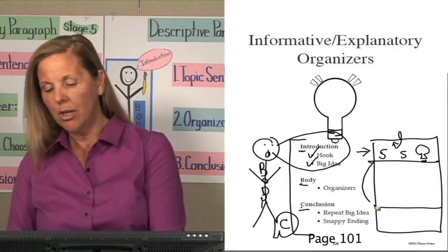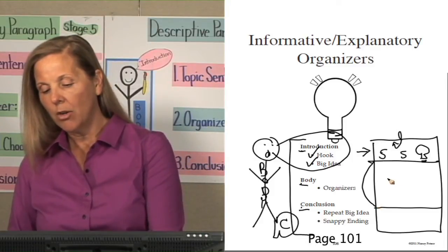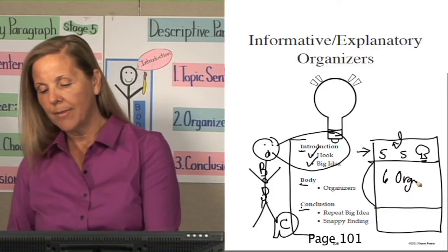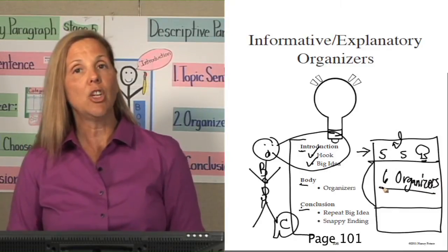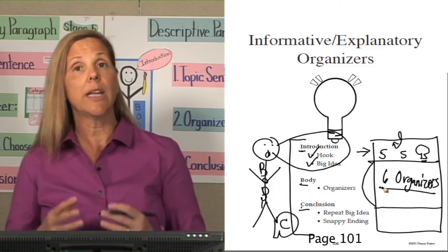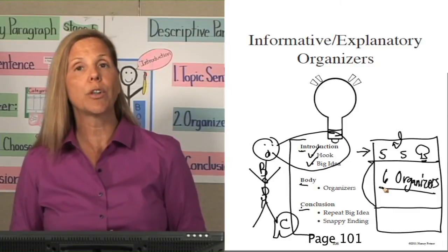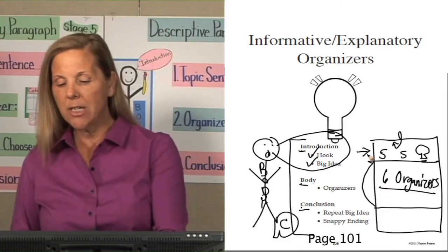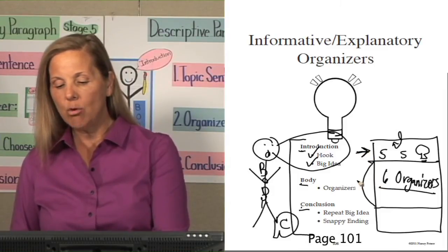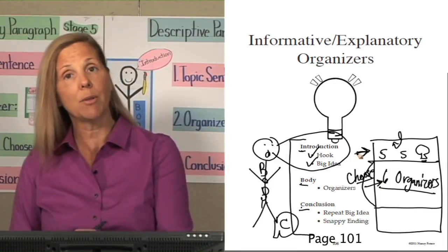In the middle is the body of the information, and that's where we're going to write 6 organizers. Because there are 6 different organizers that you will learn about, which are basically the 6 different text structures that children need to understand in order to organize their information. Whenever you're writing, you always need to come up with the big idea, then you choose one of the 6 organizers in order to organize the information to tell about the big idea.